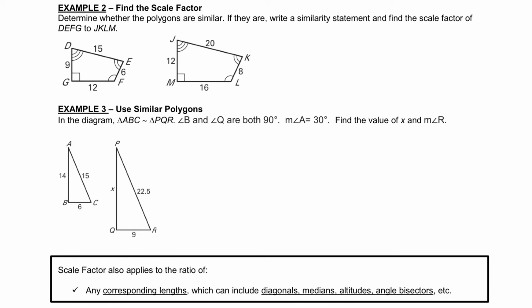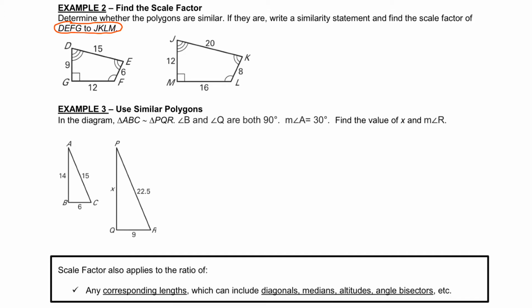In example 2, they want us to determine whether the polygons are similar. And if they are, they want us to write a similarity statement, and they want us to find the scale factor. But again, we want to note that the scale factor has to be set up so that it's DEFG to JKLM. Well, again, that means DEFG is going to go on top when we set up our ratios, and JKLM is going to go on the bottom. So again, we're going to be doing this little quadrilateral over the big quadrilateral.